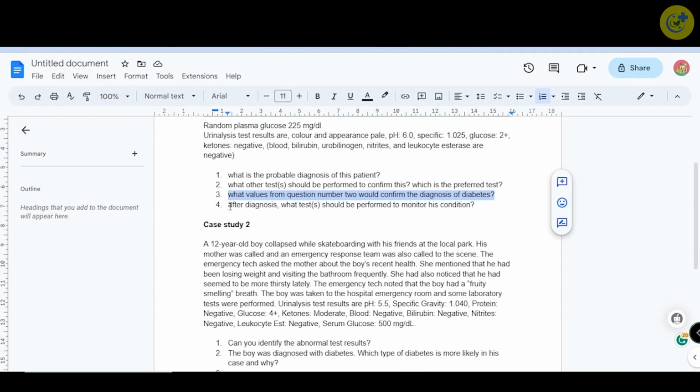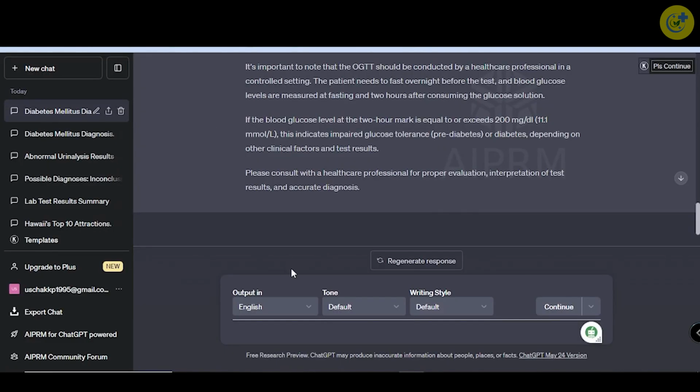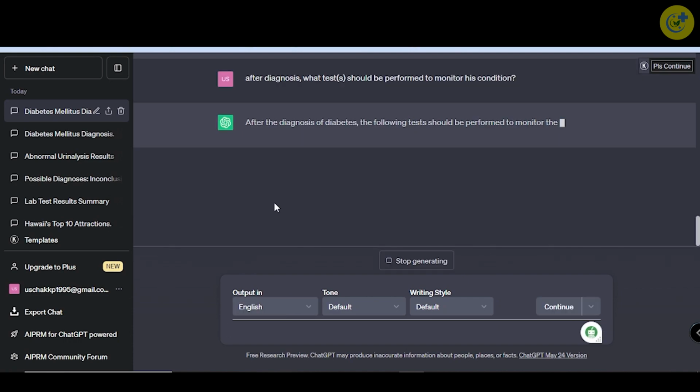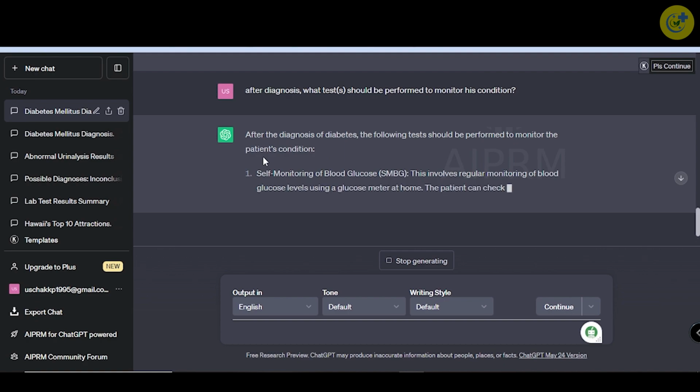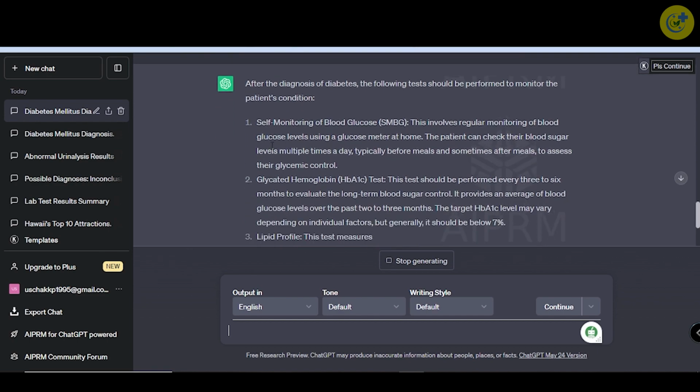Fourth question, after diagnosis, what test should be performed to monitor his condition? Okay, monitor. So I copy and paste this and enter. Great. After the diagnosis of diabetes, the following tests should be performed to monitor the patient's condition.